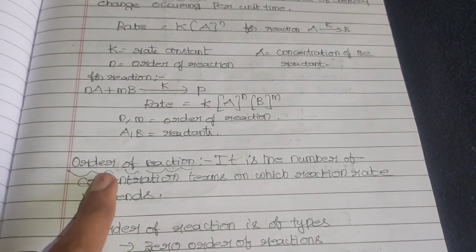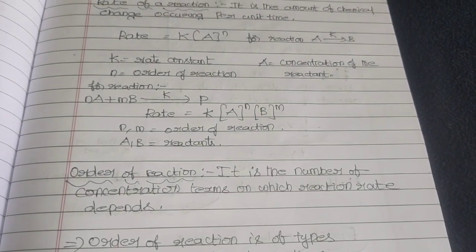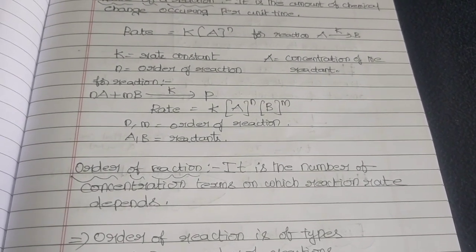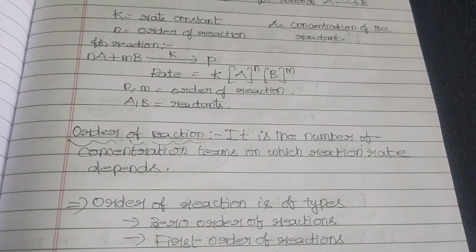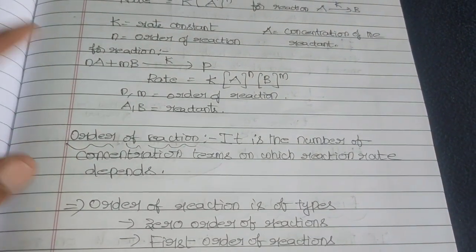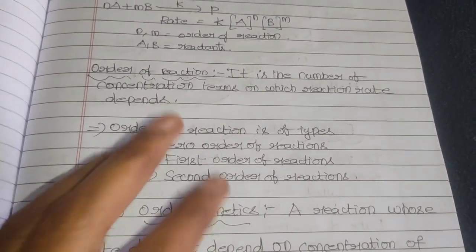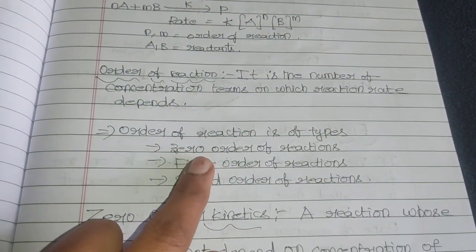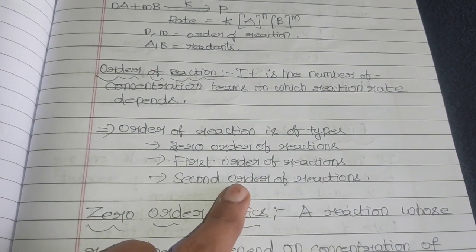So then, order of reaction. What is order of reaction? It is the number of concentration terms on which the reaction rate depends. So it is the number of concentration terms on which this rate of reaction, the speed of the reaction, depends. Order of reaction is of different types: zero order reaction, first order reaction, and second order reaction.